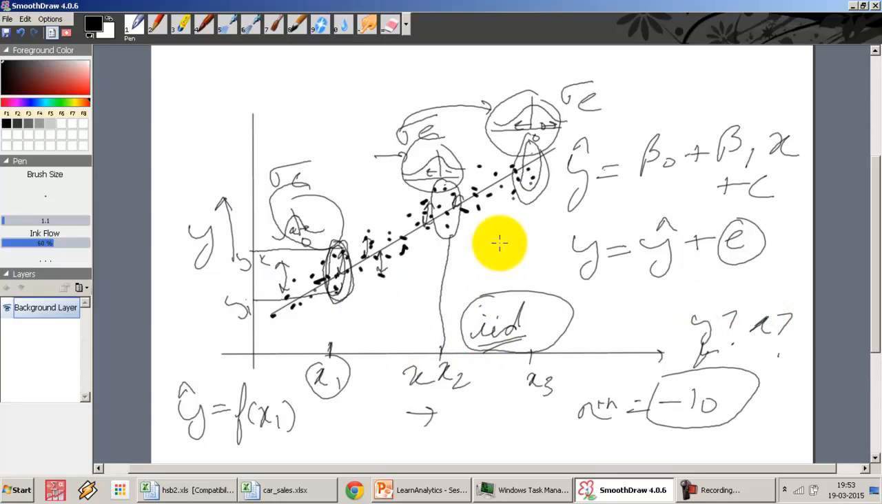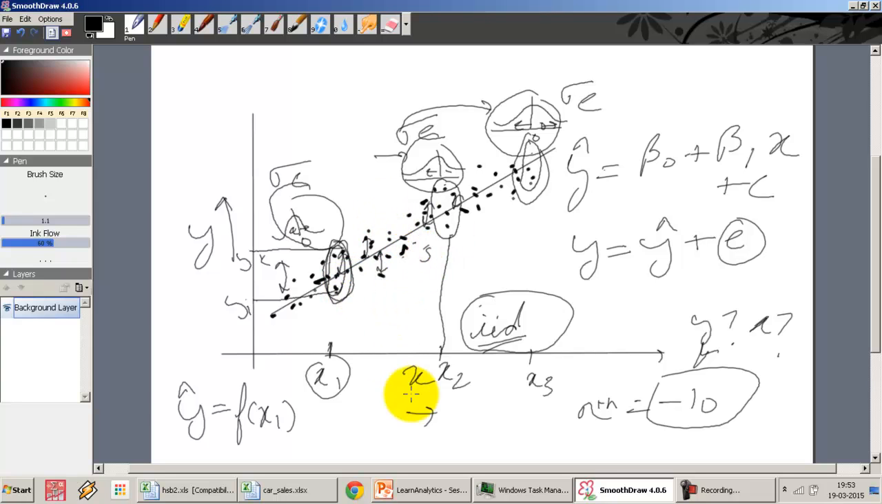Therefore, the errors are independent of each other. And knowing the error at one term, I cannot predict the error of any other term as well. So if I know the error at this point is 5, I can't say what will be the error of the observations around here as well. So errors have no information in them. They are independent of each other.